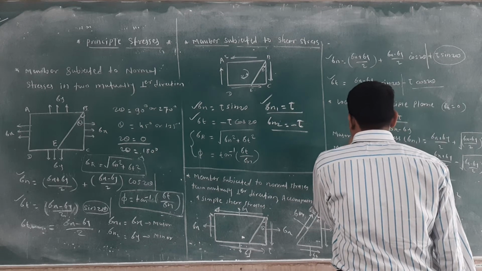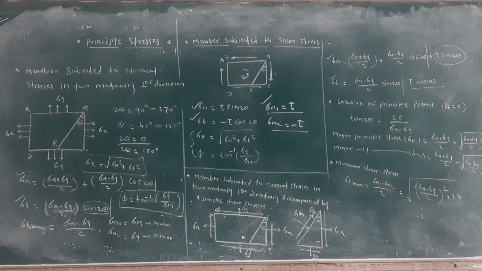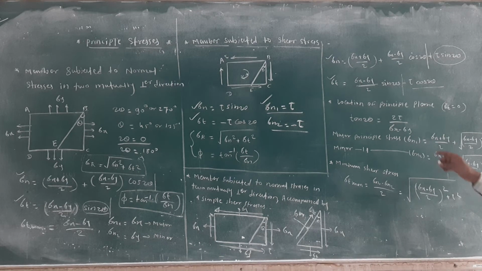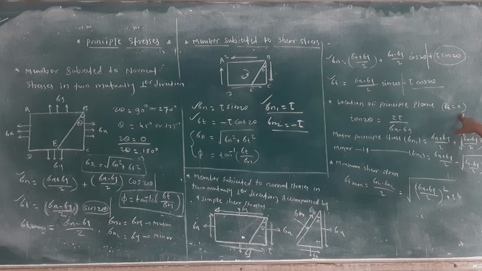After that, you should find out the location of the principal plane. For this you have to calculate the value of theta. How do we find the location of the principal plane? At the location of the principal plane the shear stress is 0. Hence sigma t will be 0.